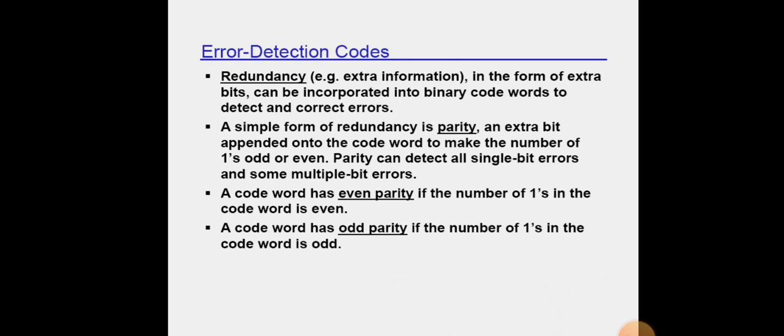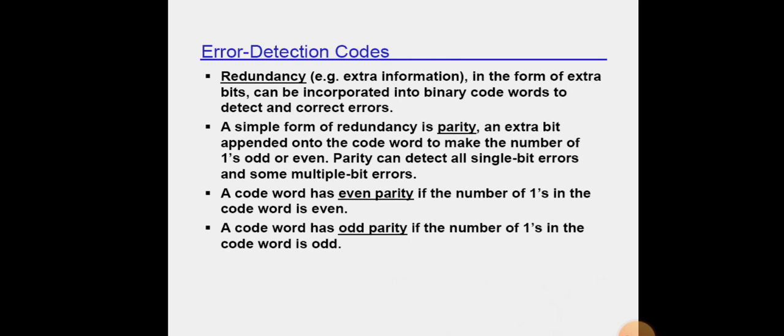The simplest form of redundancy is a parity bit, an extra bit appended to the code to make the number of ones odd or even. Parity can detect all single bit errors and some multiple bit errors.